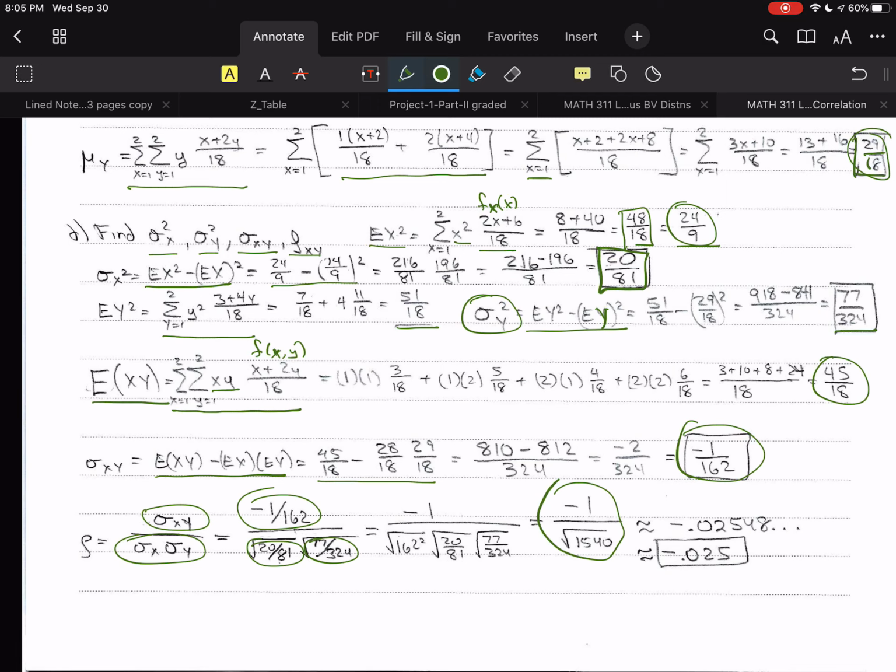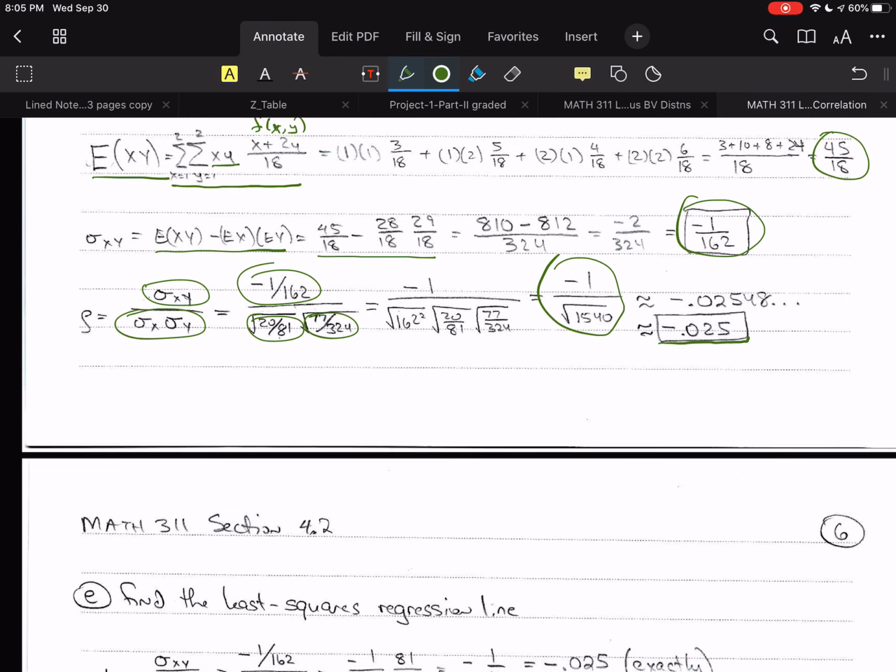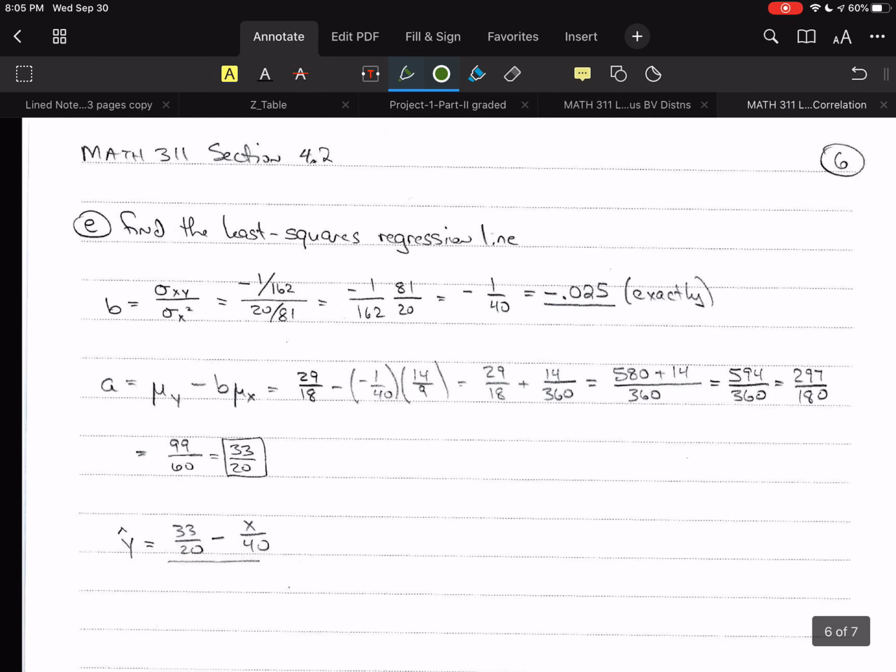We round rho, the correlation coefficient, whether it's rho or whether it's r, the sample correlation coefficient, to 3 decimal places. That is the convention. So negative 0.025. So there's a negative association between x and y. As x increases, y will decrease on average, but it's very close to 0. Now we want to find the least squares regression line.